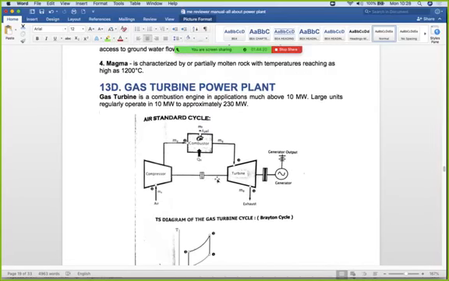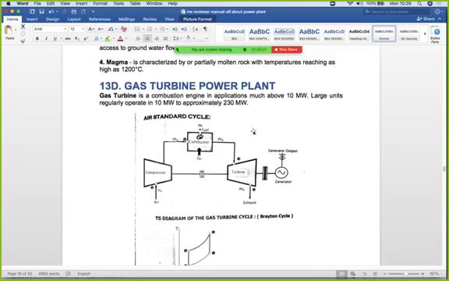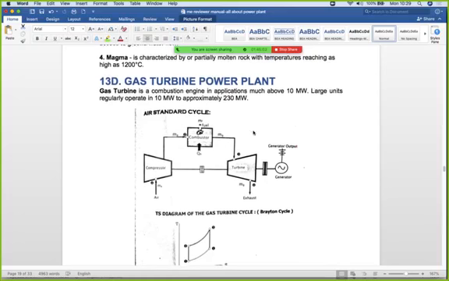So what is happening in the gas turbine? I was there in Kuwait for some time. We have natural gas, which is also produced due to the fossil fuels underground. This kind of plant can run as much as 10 megawatts and further. Large units operate from 10 to 230 megawatts. So we have the air standard cycle.